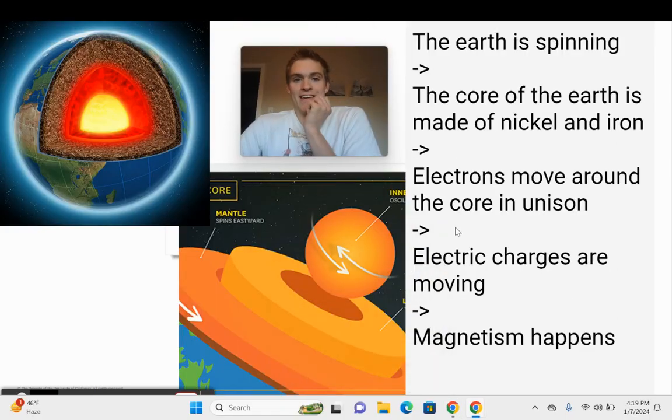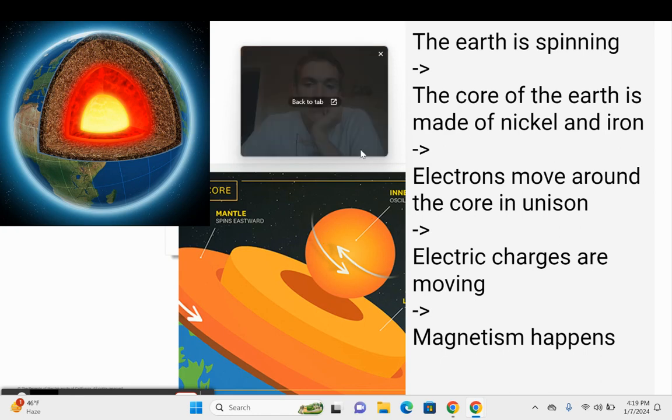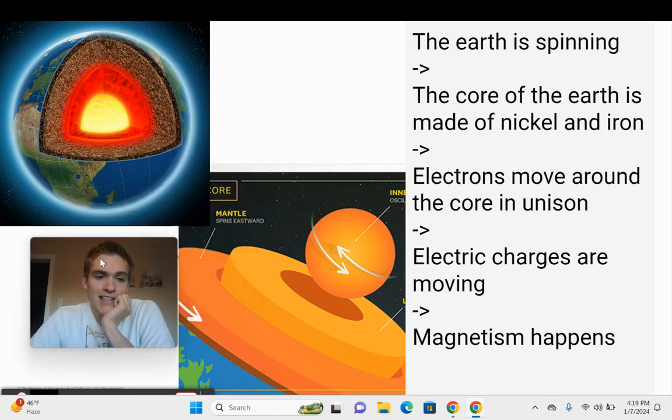So the Earth is spinning. It's rotating really fast. The core of the Earth, shown here, is made out of nickel and iron. Electrons are moving around the core in unison because all of this nickel and iron, these elements, are moving. This causes electric charges to move, and that causes magnetism to happen.